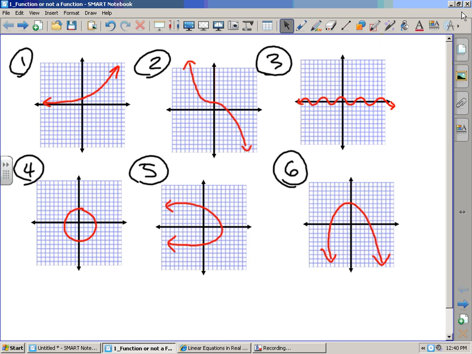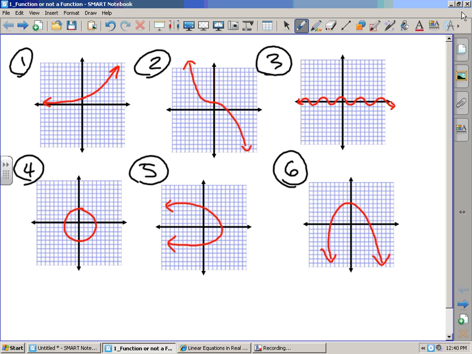Class on Monday, we reviewed the definition of a function, and we talked about different examples of functions and non-functions, and talked about why a specific relation was a function or why the relation was not a function. So I'm going to do that with you now so you can catch up on what you missed on Monday.